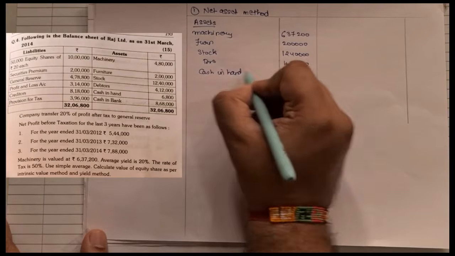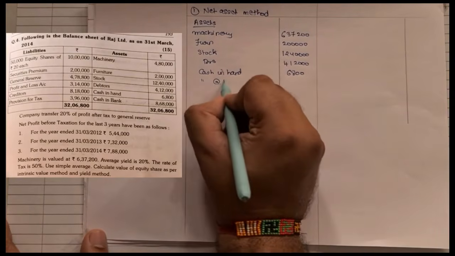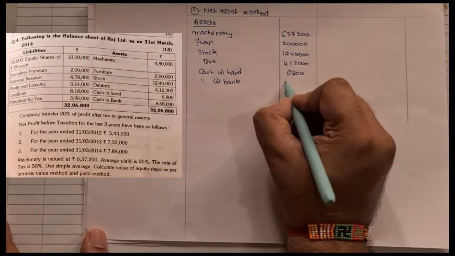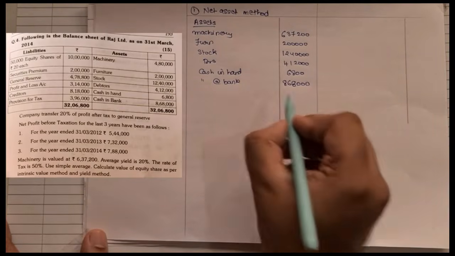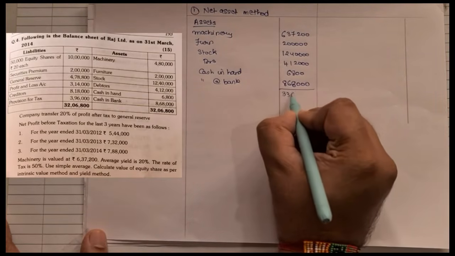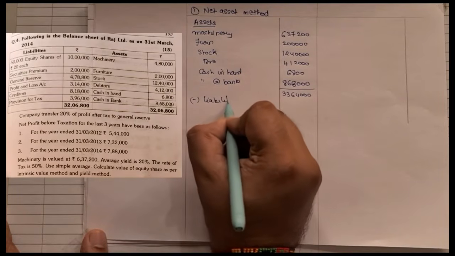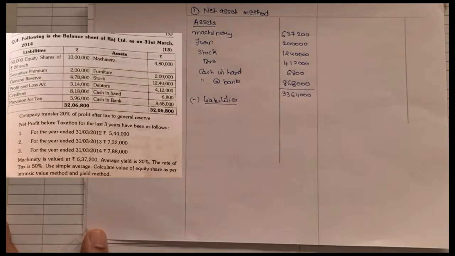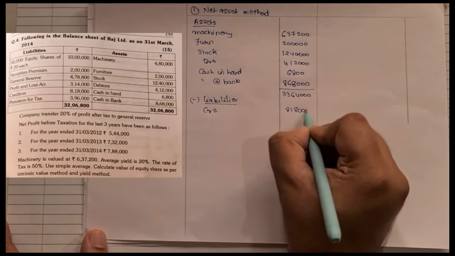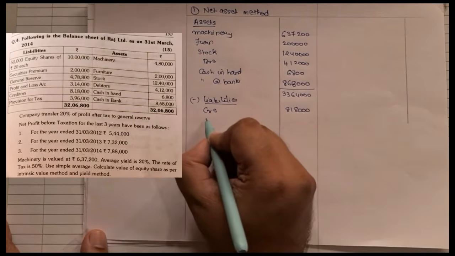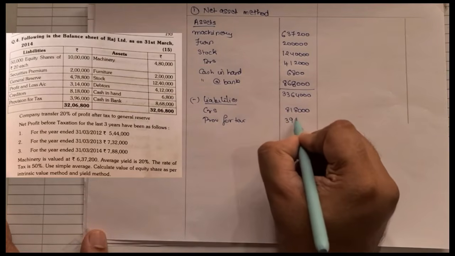Cash in hand 6,800, and cash at bank 8,68,000. Okay, the total comes to 33,64,000. From this you have to minus your liability, so less outside liabilities. Outside liabilities we have creditors, which is 8,18,000, and provision for tax, which is 3,96,000.